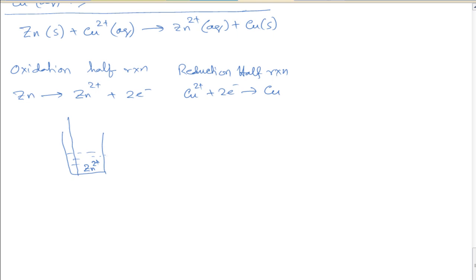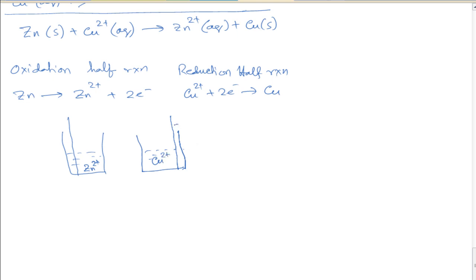And then in another one I make another half, like another pot, another beaker, and I have another copper rod in there, and then I make a solution containing the copper ion in here, copper 2 plus.